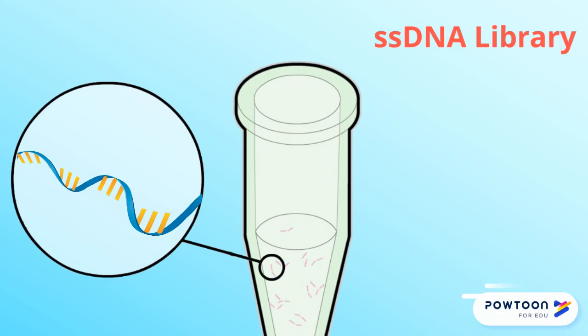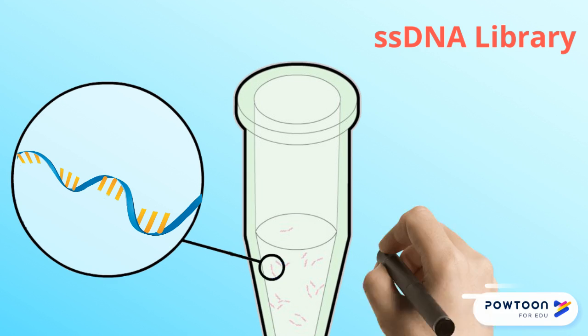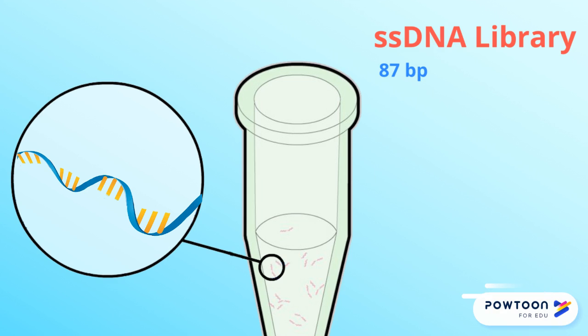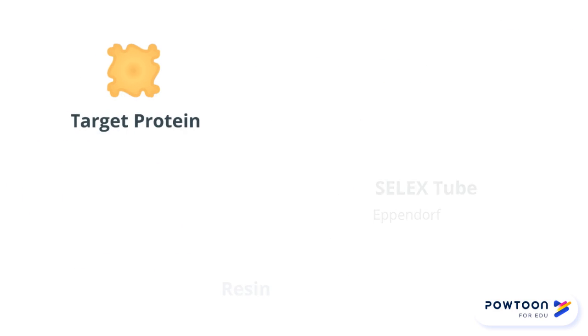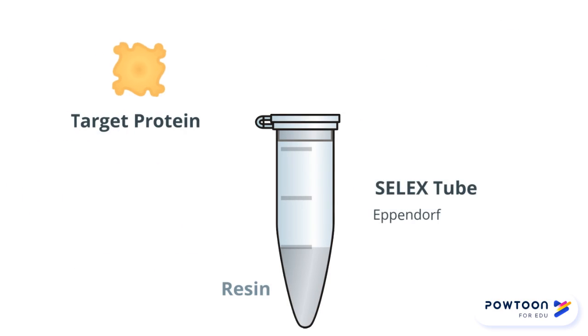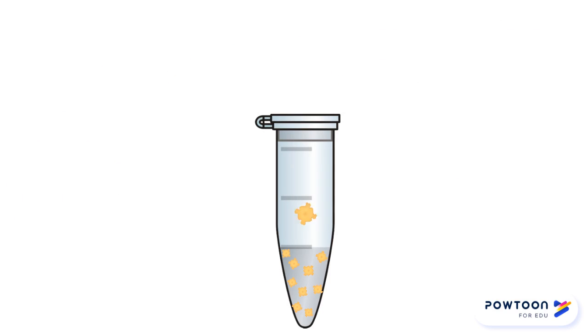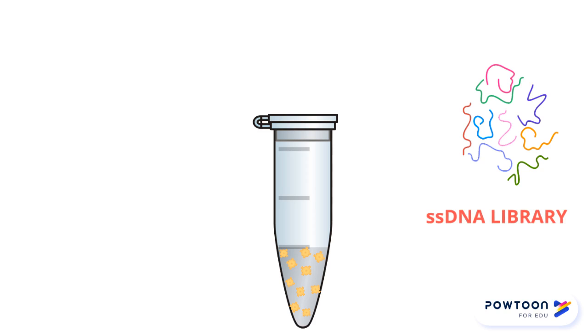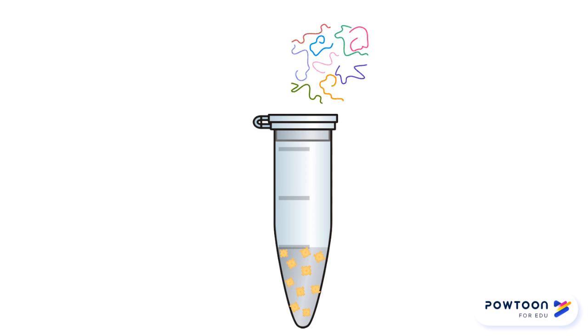Now let's see how SELECT actually works. The process includes 4 steps. First, preparing the single-strand DNA library. We use the single-strand DNA pool provided by a biotechnical company with a length of 87 per molecule. Second, bind our protein to the beads in the SELECT tube, in our case, an Eppendorf. Then add the single-strand DNA pool into the Eppendorf to make the aptamers bind to the target protein. It takes about an hour.